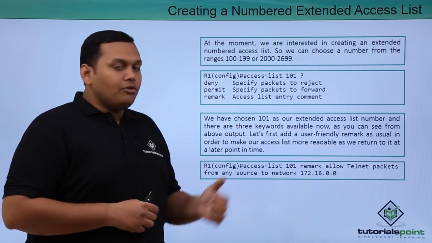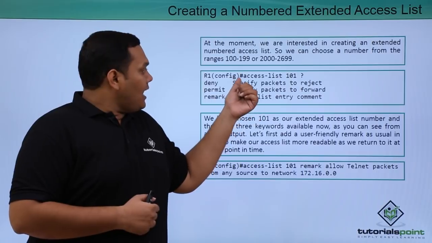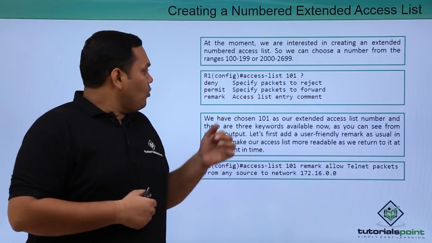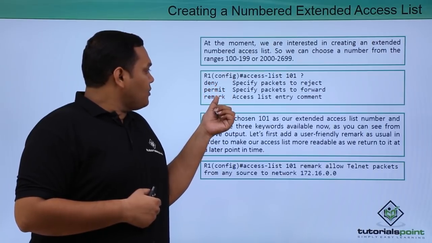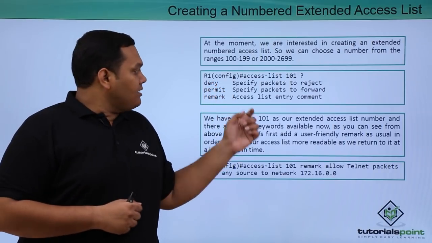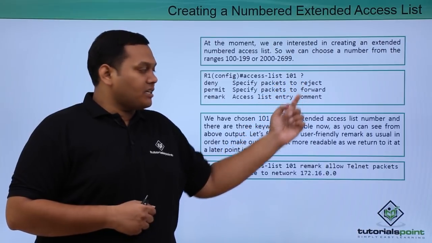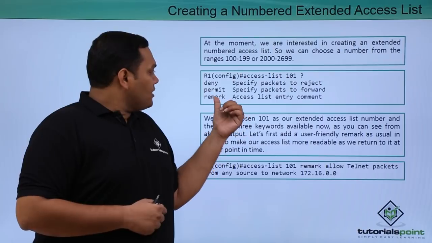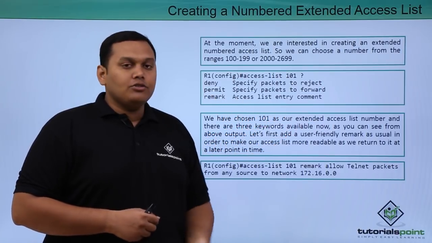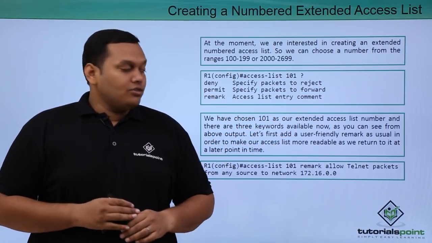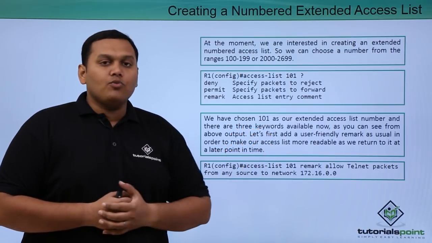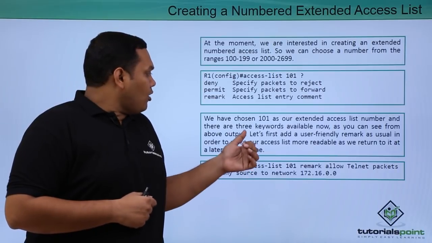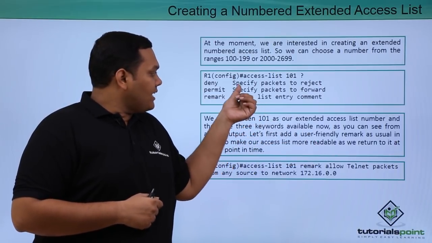Again, if you go to router 1 in configuration mode and type access-list 101 question mark, it gives you 3 commands: one is deny, another is permit, and another is remark. Deny specifies packets to be rejected, and permit specifies packets to be forwarded. Remark is an access list entry comment, so remark is used as a comment. We have chosen 101 as our extended access list in the numbered type, and the keywords available are clearly given here.